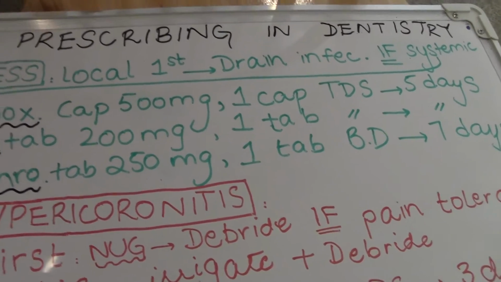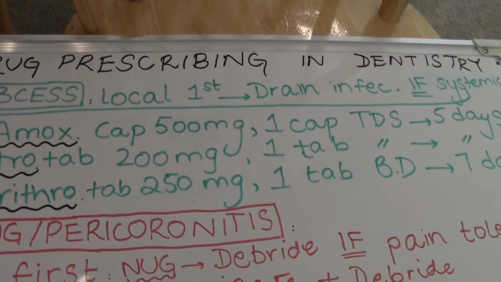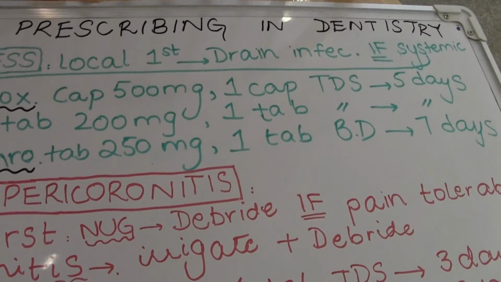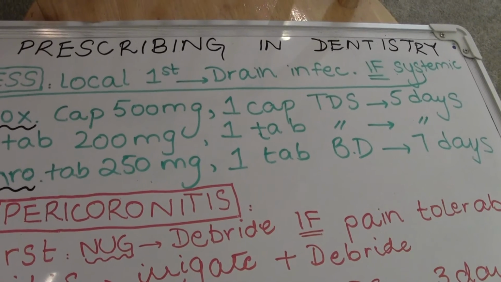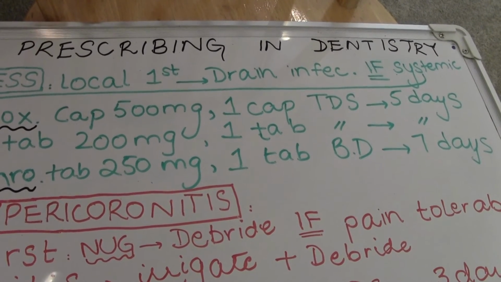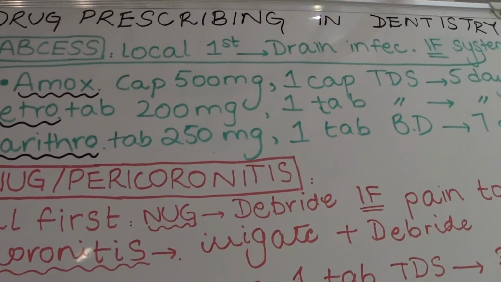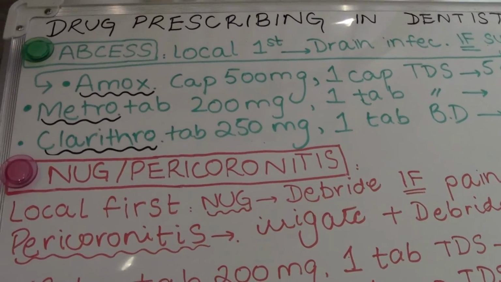So just remember that for abscess generally, if it's a patient who does not have any other conditions that we need to keep in mind when prescribing, it's just going to be 5 days for abscess. Even if it's metronidazole or amoxicillin, it's 5 days. However, if we're giving clarithromycin, that's got to be 7 days.